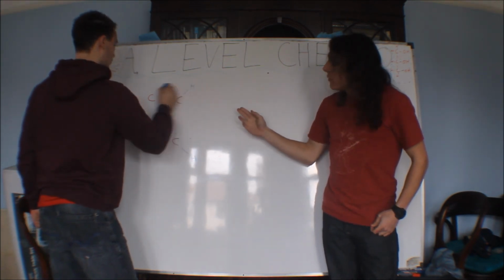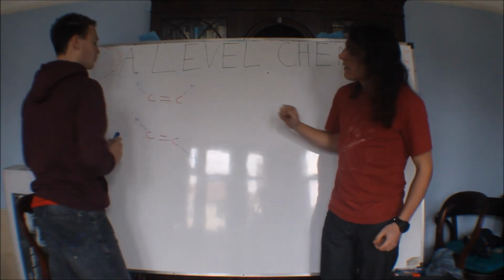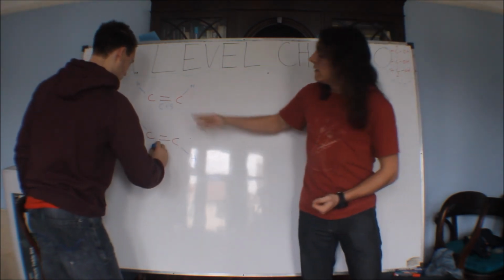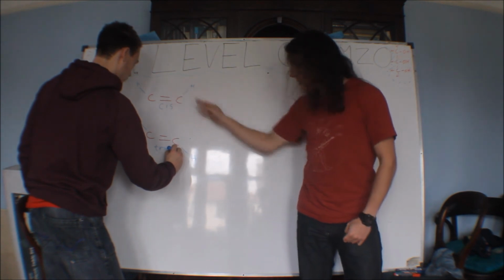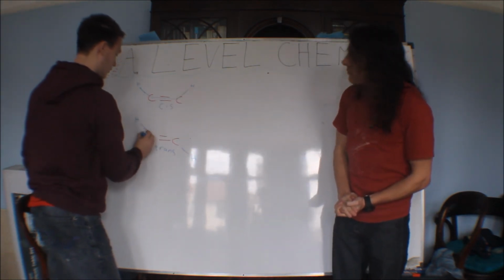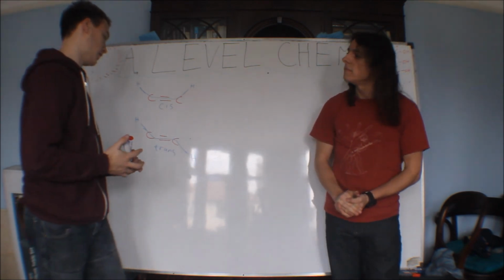So our two types from AS are cis and trans. This would be cis, this would be trans. The way to remember that is this is cis because they're sisters next to each other, and this one's trans, so they transfer across the bond. That's how you do it.